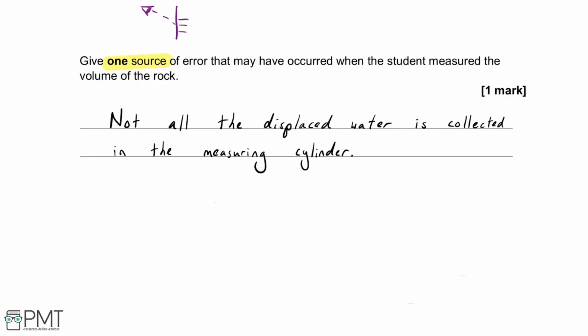And another correct answer would be that the water level was not at the level of the spout to begin with in the Eureka can. Those would all be correct as well.